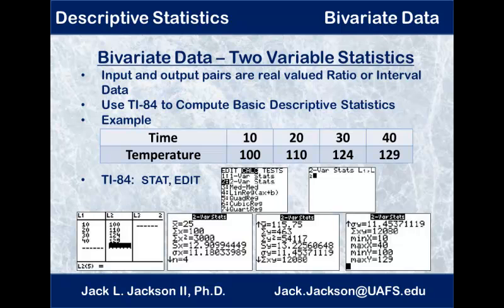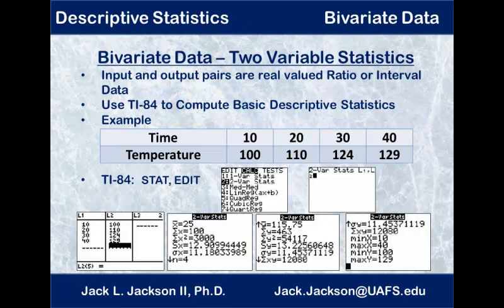We can go to our TI-84, go to Stat, Edit, go to List 1, put our cursor on List 1, clear that out, hit Clear and Enter, type in that data, just like we've done before for one variable statistics. In List 2, type in your Y values, so your X values are in List 1, your Y values are List 2.